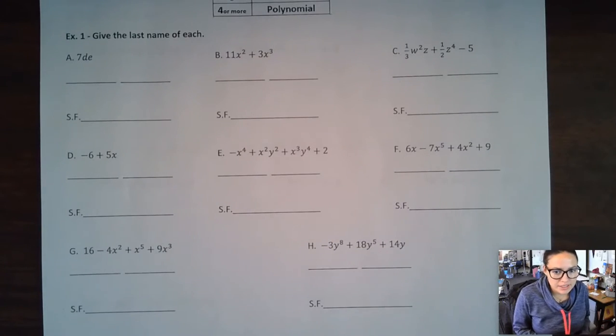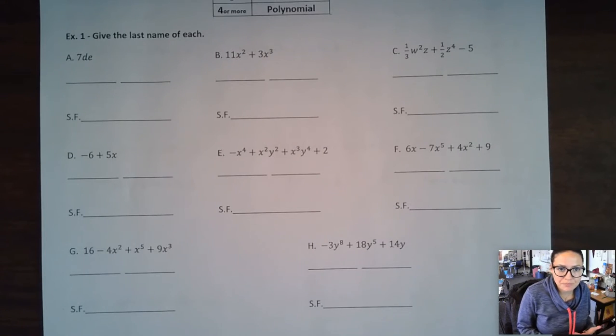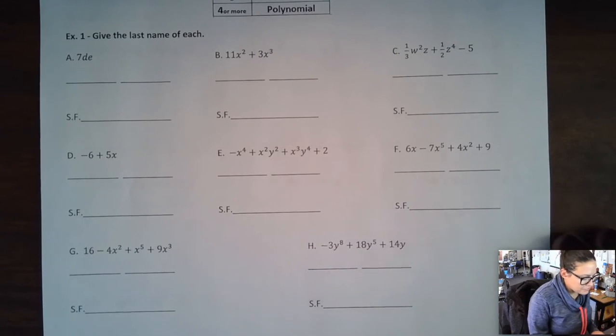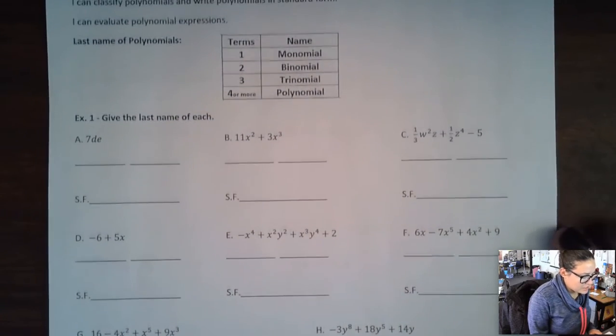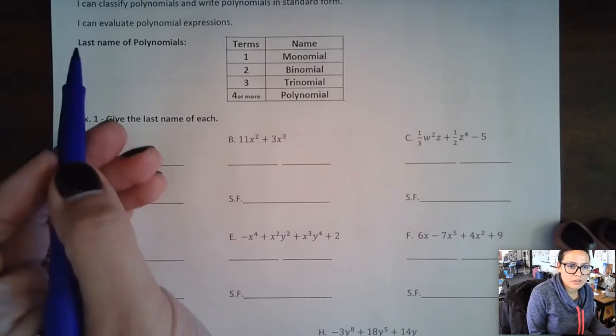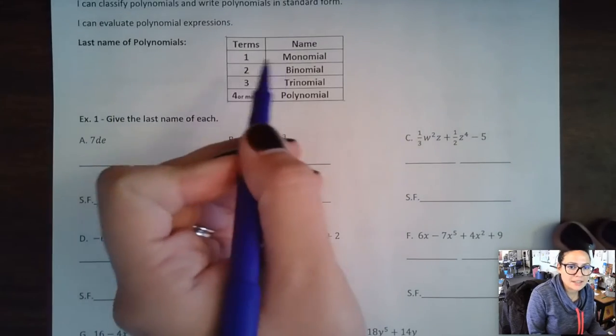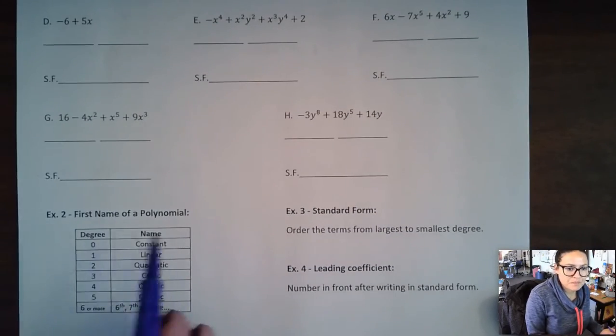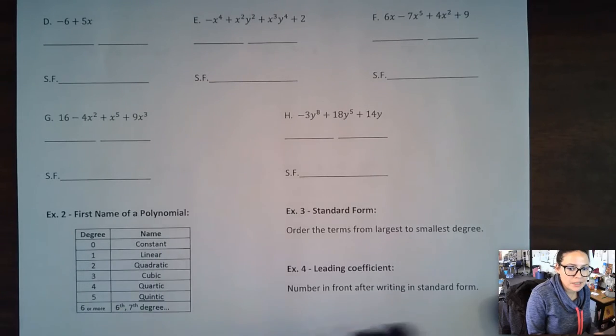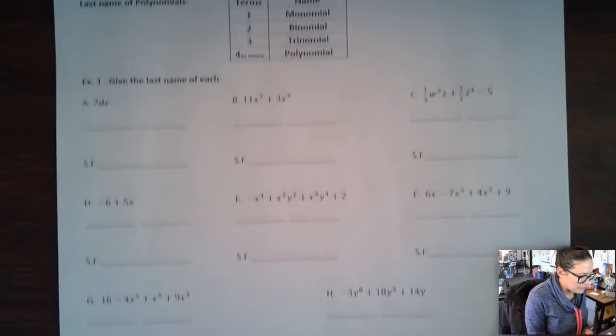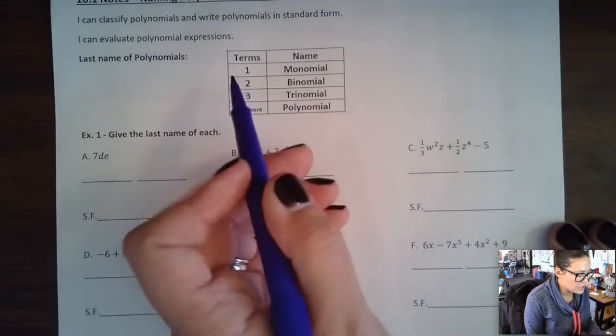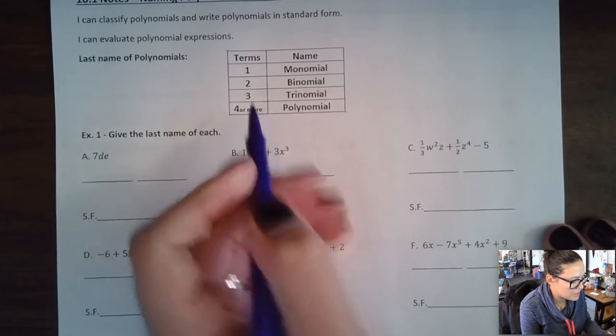And they all look different, and based on how they look, that is how we name them. So every polynomial gets 2 names. There's a last name that's based on the number of terms, and it gets a first name, which is based on the degree. All right, so let's go through and just start with the number of terms.